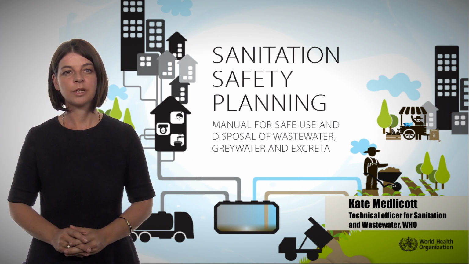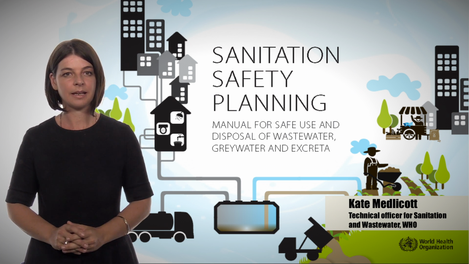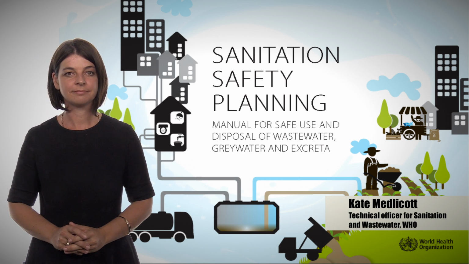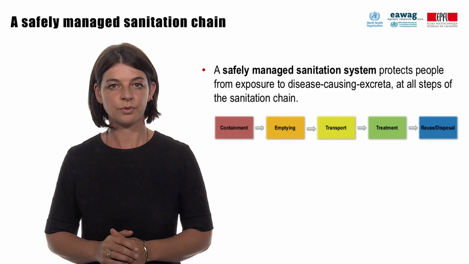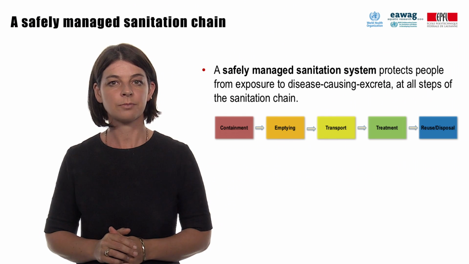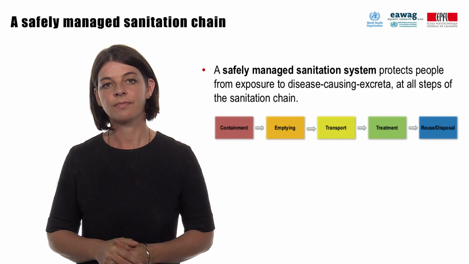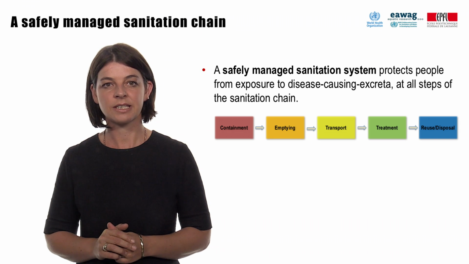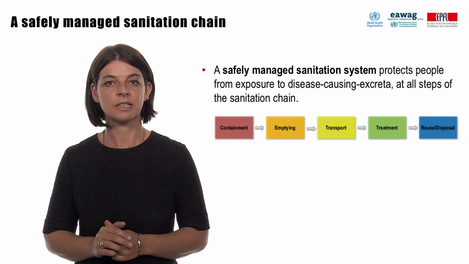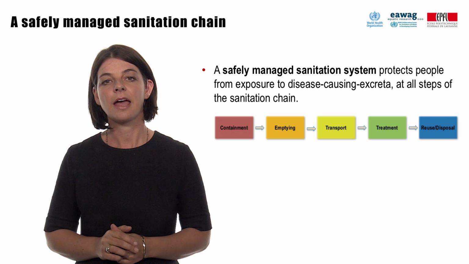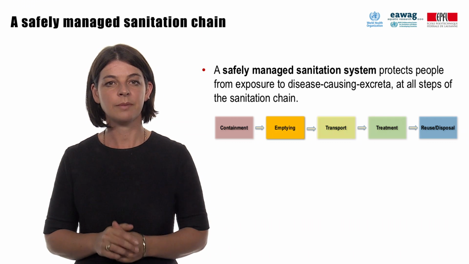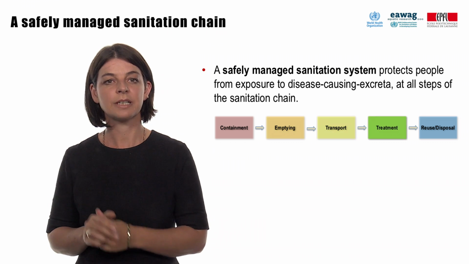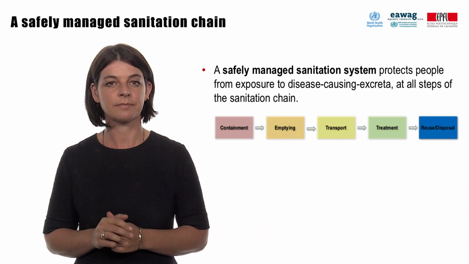In this video, I will give you an overview of sanitation safety planning and we'll look at an example. Sanitation safety planning, or SSP for short, is a risk-based management tool for sanitation systems. A safely managed sanitation system prevents exposure to disease-causing excreta at all steps of the sanitation chain, from containment through emptying, transport, treatment, and to disposal or reuse.